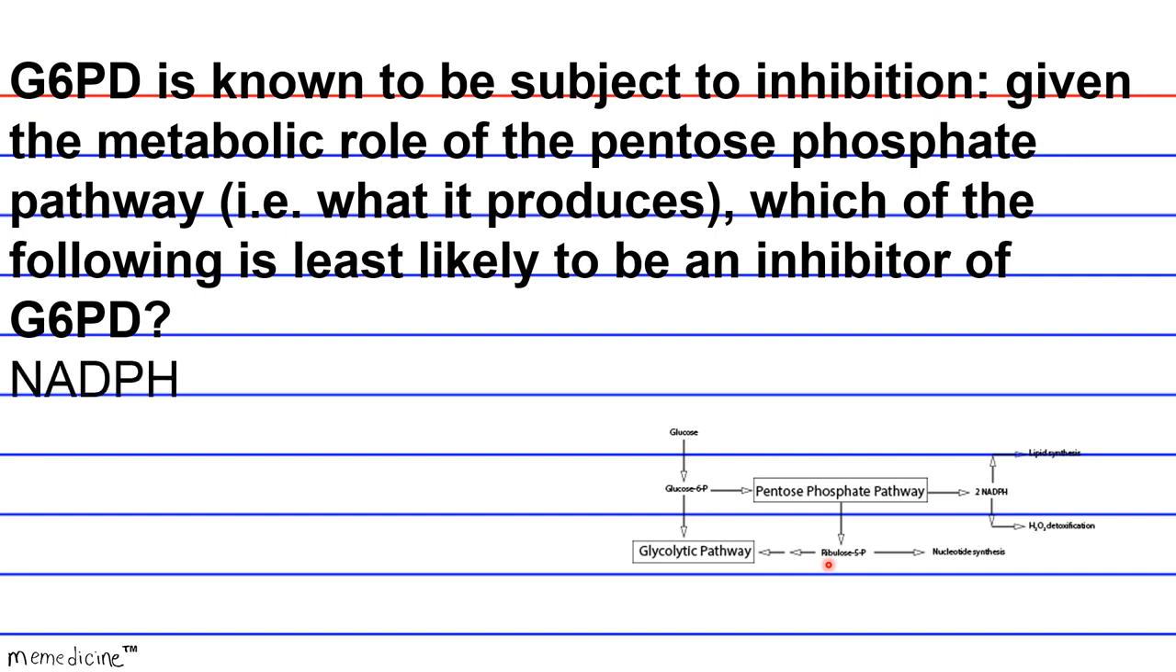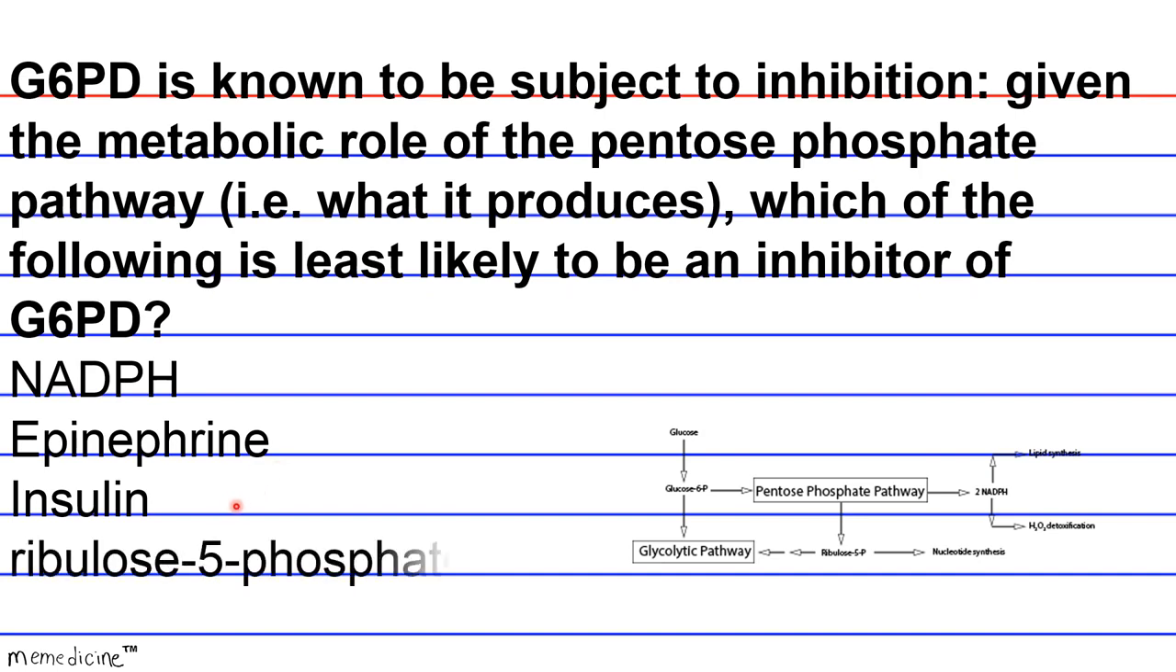Would it be A, NADPH, B, epinephrine, which is also known as adrenaline, the adrenaline hormone? Would it be C, insulin? Or would it be D, ribulose 5-phosphate? I'll give you a moment to think. All right.